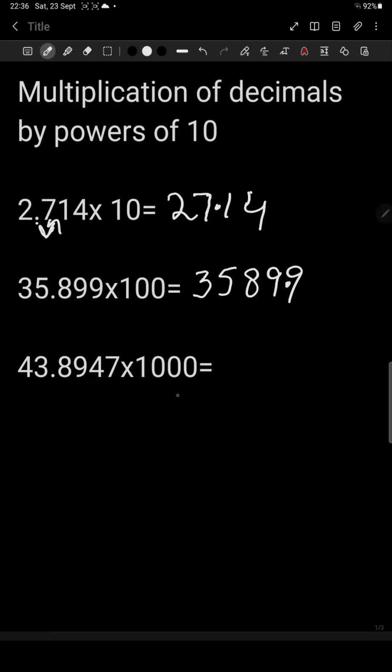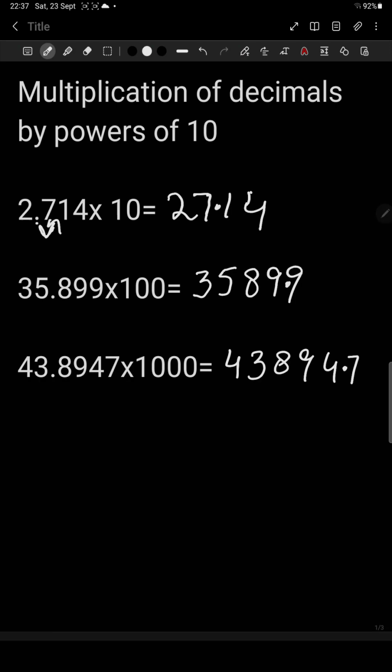Next the number is 43.8947. Now we are going to multiply by 1000. There are 3 zeros in the 1000, so the decimal will move 3 places. Now how to move 3 places? 4 3 8 9 4 7. The decimal was before 8 over here. So we will move 3 places, 1 2 3, so the decimal will come over here. In this way we can do the easy multiplication.